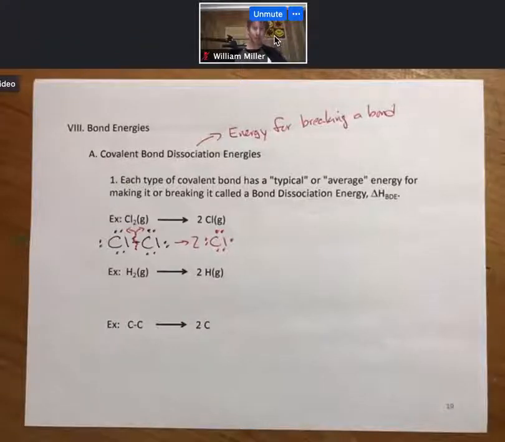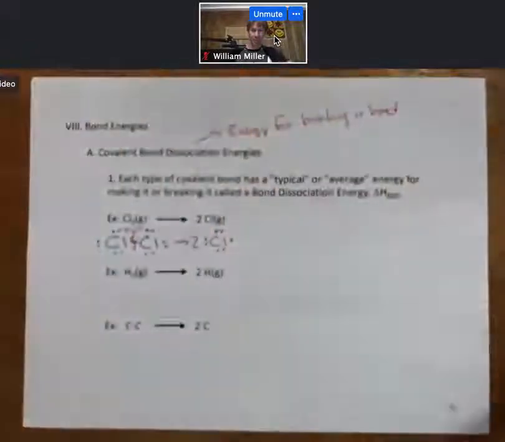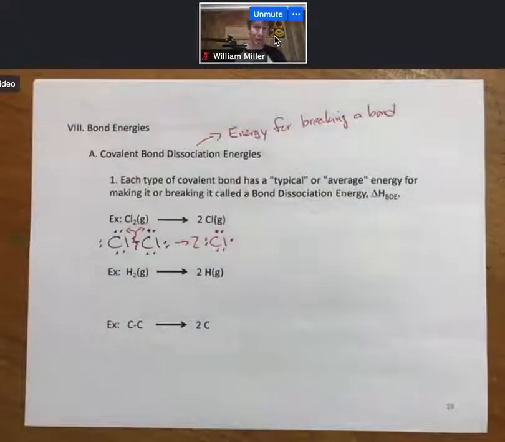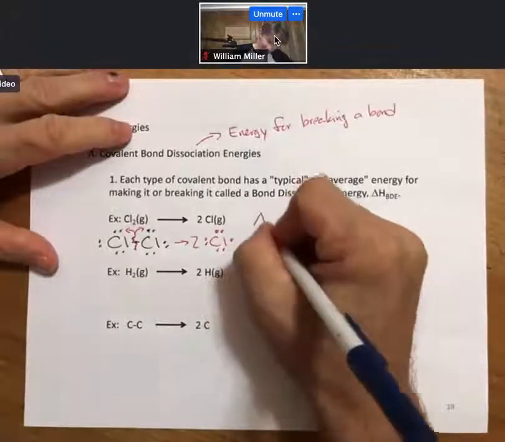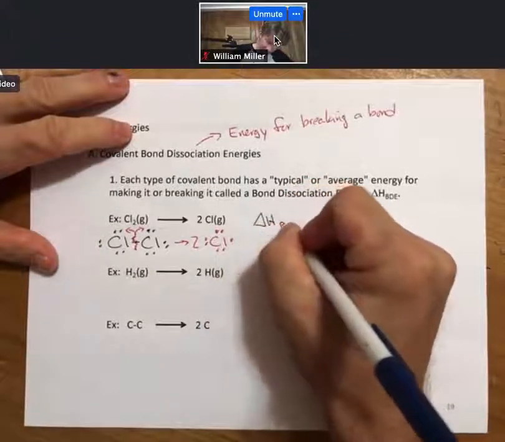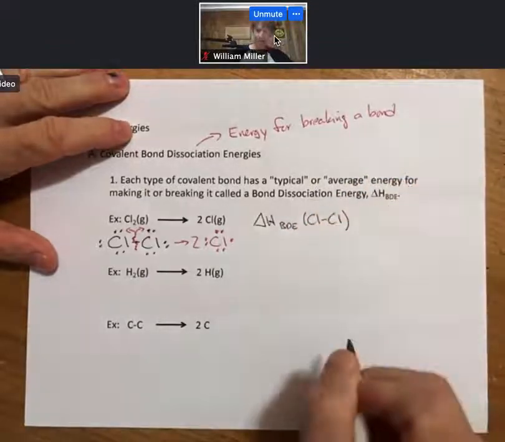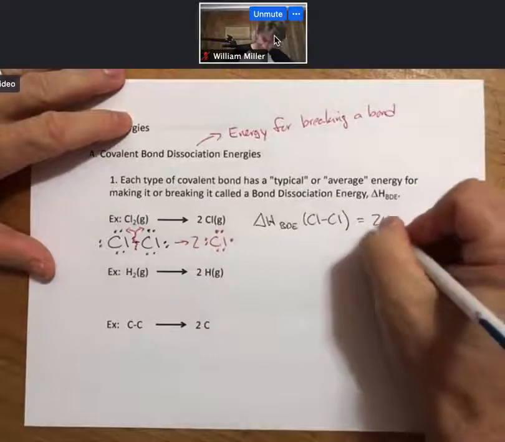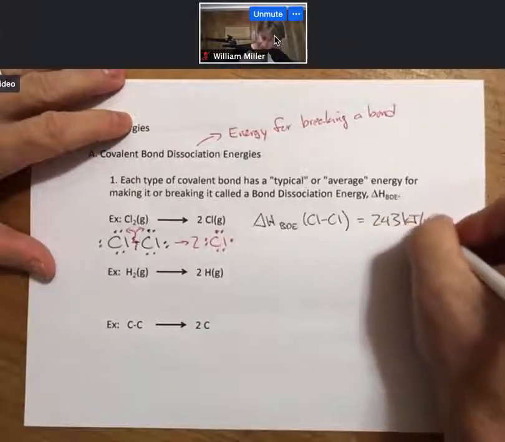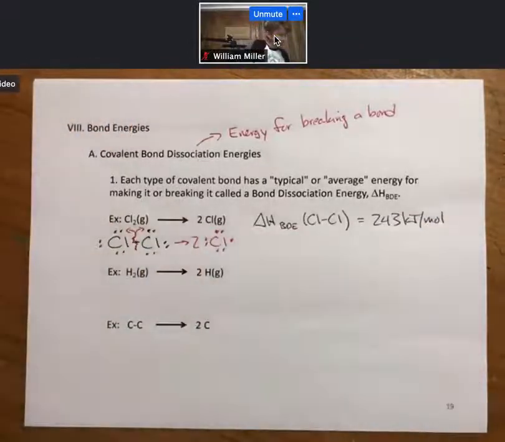It always takes energy to break bonds. We saw that when you bring two atoms together, they lower their energy. When you take them apart, you're going to raise their energy. You're going to need energy to do that. And so delta H BDE for a chlorine-chlorine single bond is 243 kilojoules per mole. And we don't have to memorize this number. We are given this number on our conversion and equation sheets.